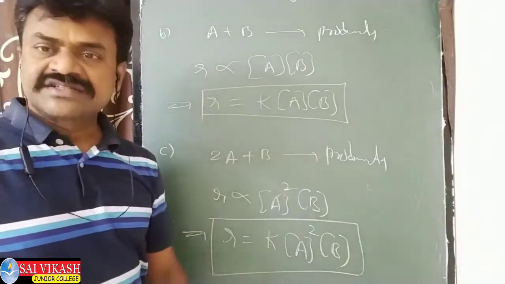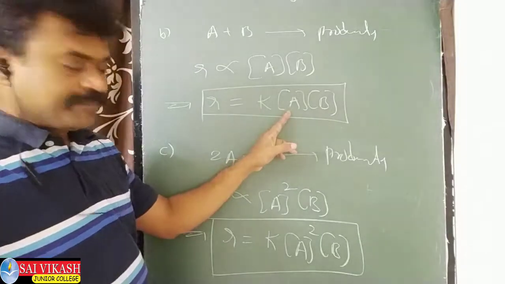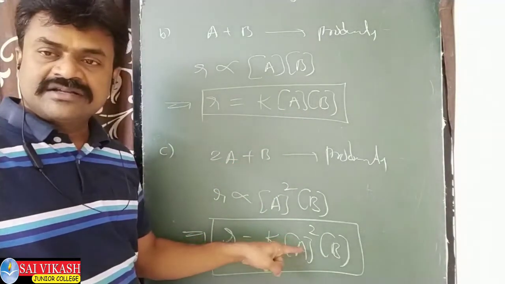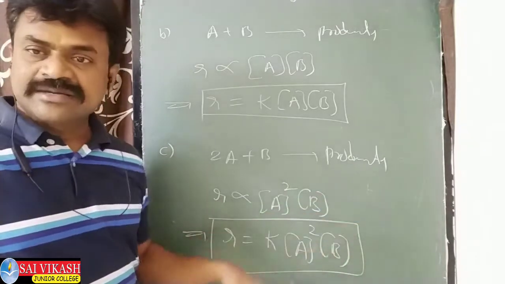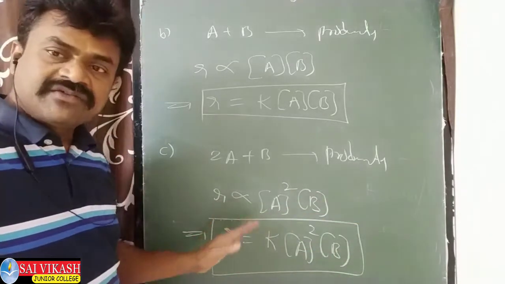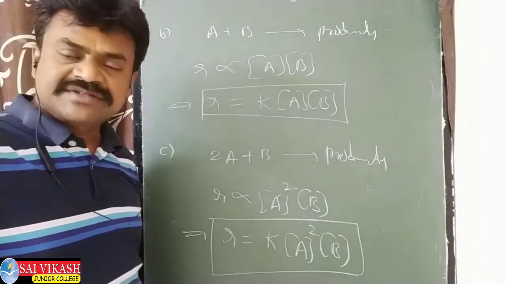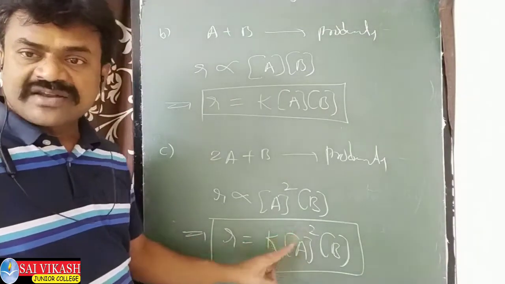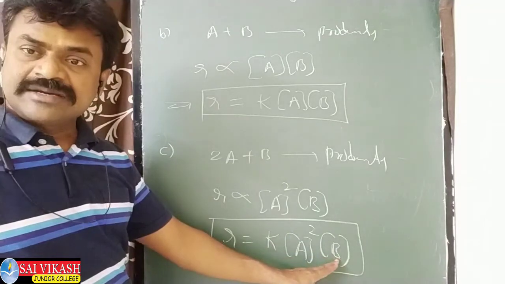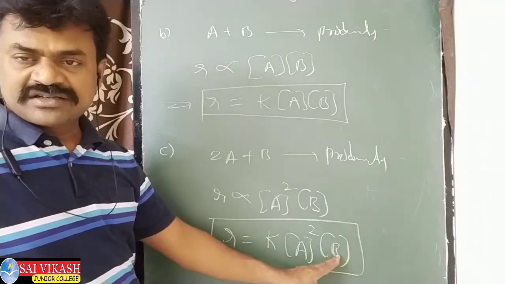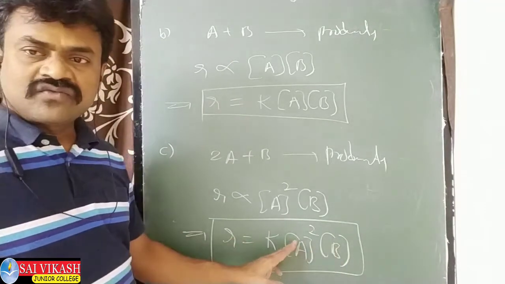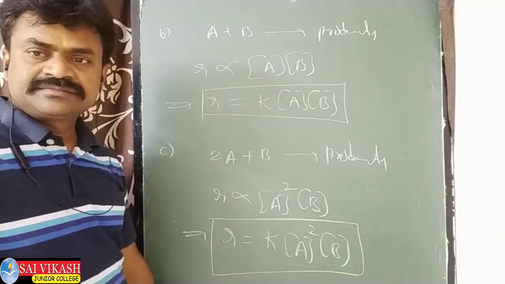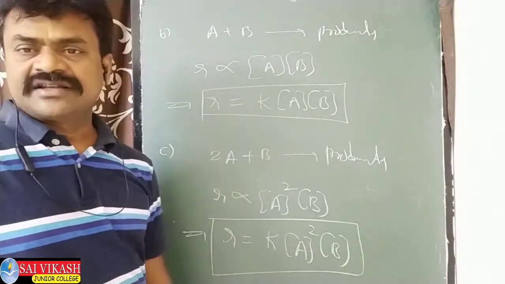This type of questions are there. Suppose in this case, if A gets doubled, B also gets doubled, then the rate of reaction increases by how many times? A gets doubled means 2 square, 4 times, and B gets doubled only 2 power 1. So what happens now? 4 2s are 8. So rate increases 8 times.